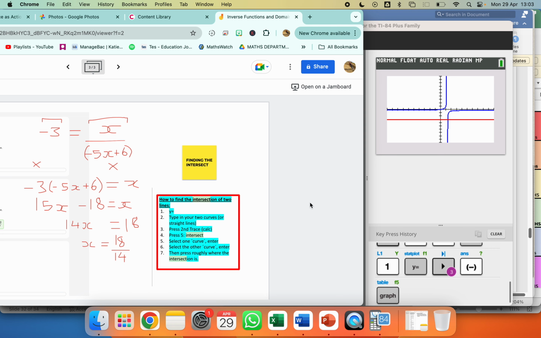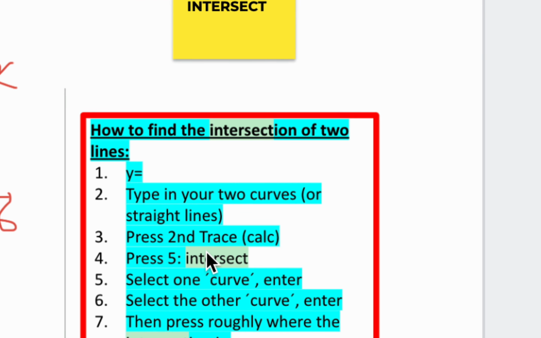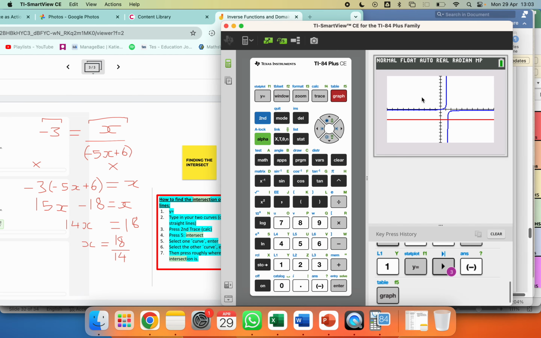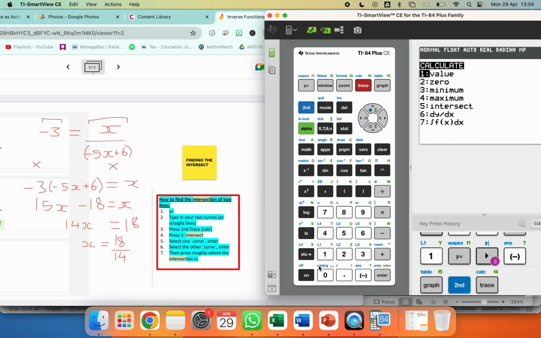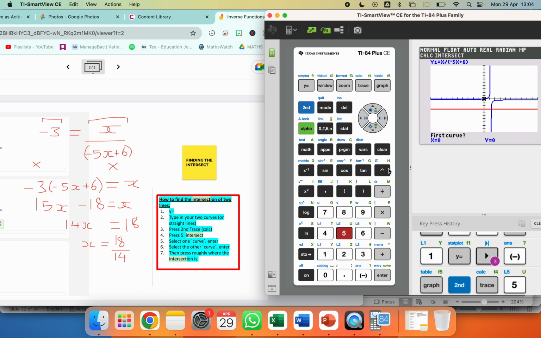First of all, we need to make sure we've gone to y equals, we've typed in the two curves, we've pressed second trace. We're on step 3 now. So we're going to press second trace. We're then going to go down to number 5, which is the intersect. And then what happens is it jumps from one curve to the next. So ideally we want it to be near the point of intersection, which is where the red and the blue cross around about here. So we're going to press enter on the blue, then it jumps to the red, enter on the red, and then enter roughly where they cross.